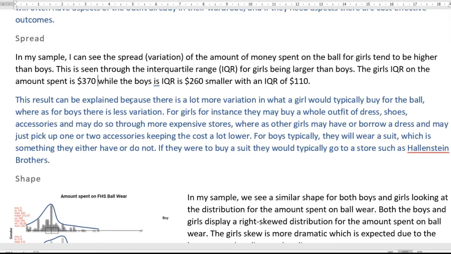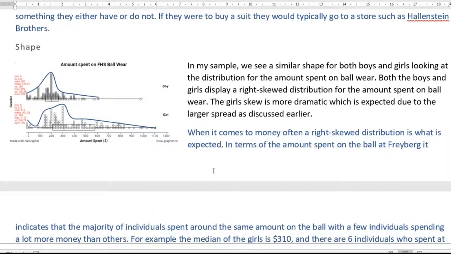Whereas for boys, it's kind of, what do you wear to a ball typically for a boy? Well, you typically would just wear a suit. Now you either have a suit or you don't. And if you're going to buy a suit, you're going to buy it generally, not always, from places such as Hallenstein's.